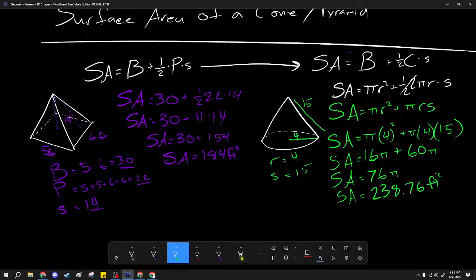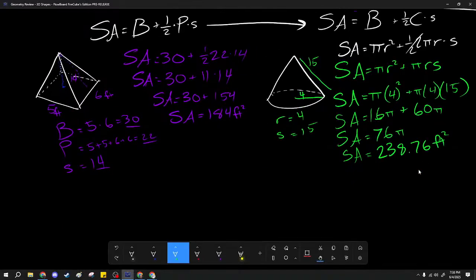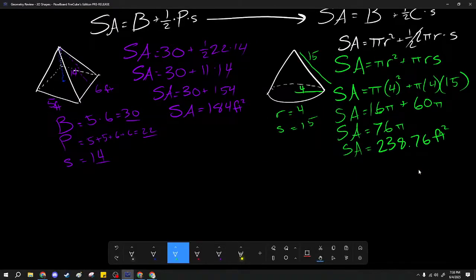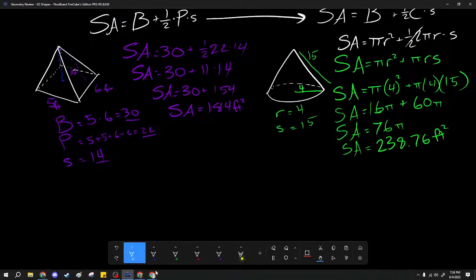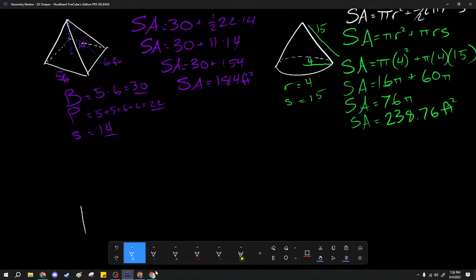And earlier I said, I guess I'll do a quick showcase of that. Earlier I said if you're not given the slant height, you would have to solve it using Pythagorean theorem. So let me do a little example of what I mean.